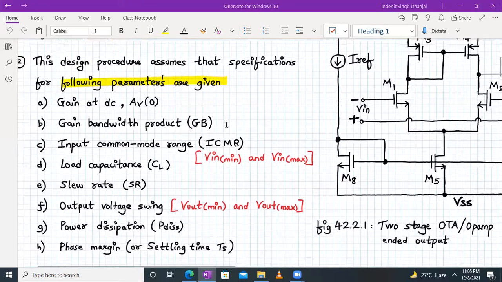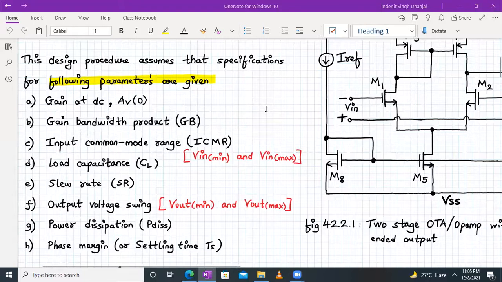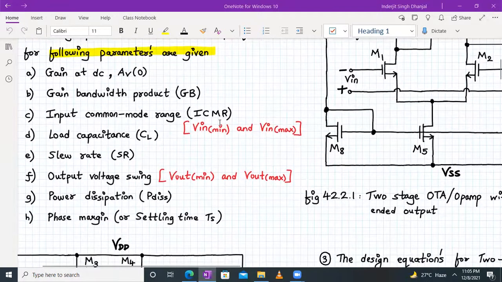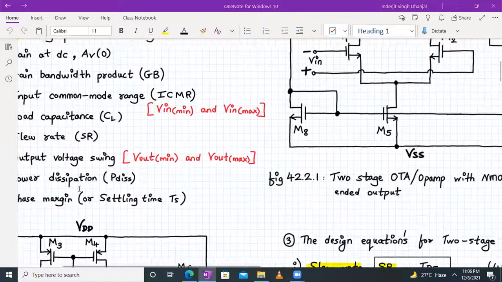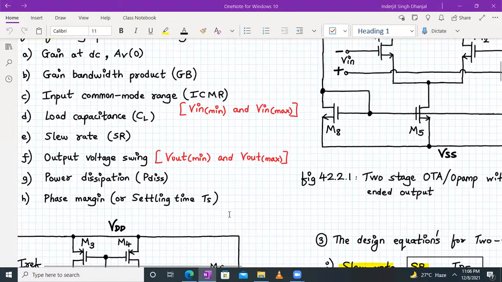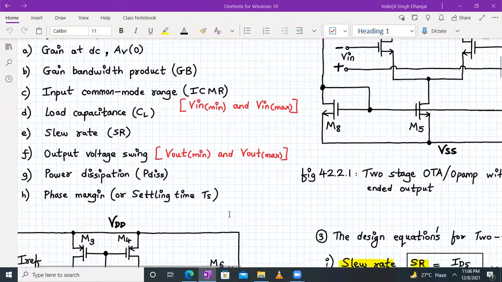First is the gain at DC, not the 0 dB gain, AV at zero frequency, basically, right? Then the gain bandwidth product, denoted as GB. Then the input common mode range, ICMR, which is Vin minimum and Vin maximum. Then the load capacitor value, slew rate SR, output voltage swing, that is Vout minimum and Vout maximum, power dissipation, and phase margin or settling time might be given, which is denoted as TS. Phase margin is denoted as PM.